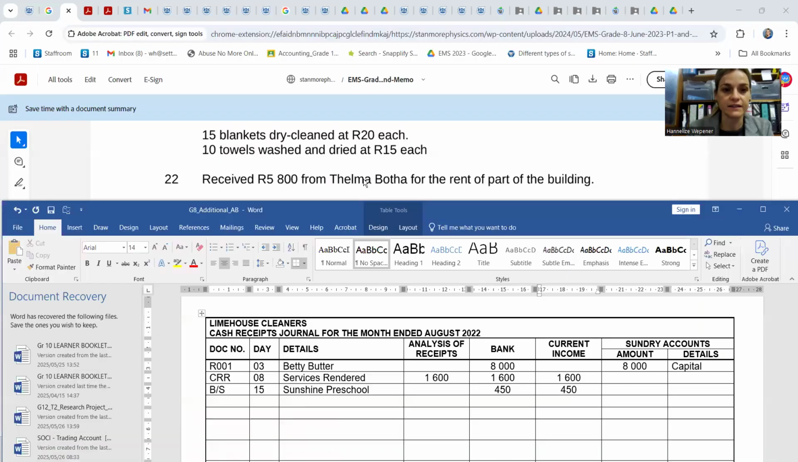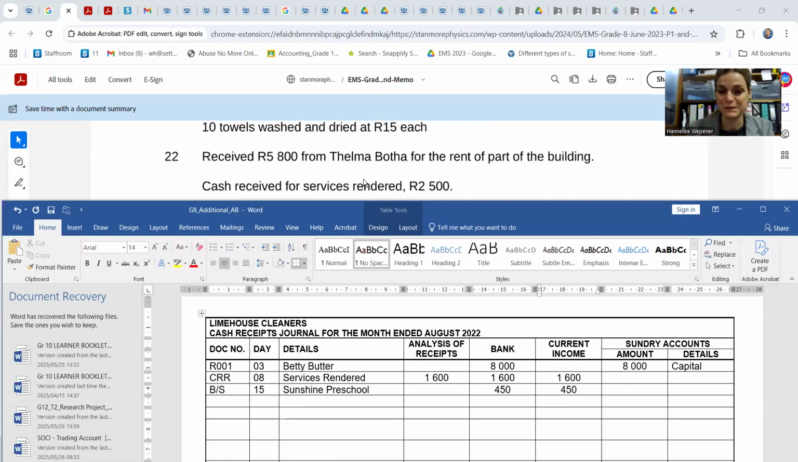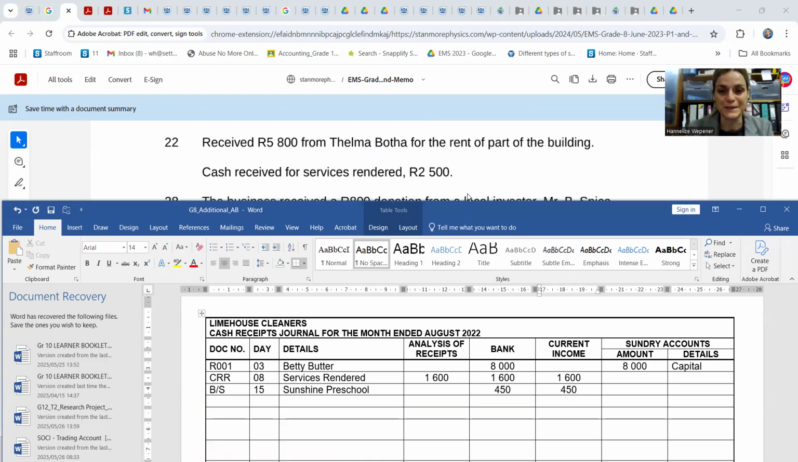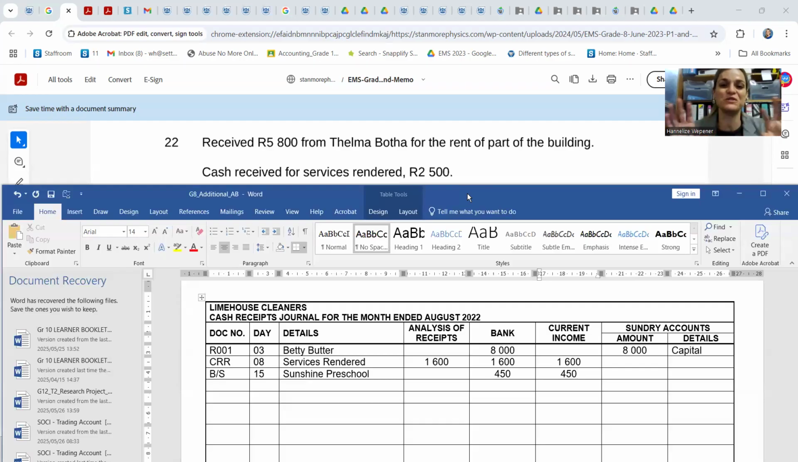So 450 Rand that we received directly into our bank account for services rendered. Then on the 22nd, we had more than one receipt on the same day from 2 different sources. First of all, we received 5,800 Rand for the rent of part of the building. It doesn't say whether this was directly into the bank account, so I'm going to assume that I received the amount at my business premises. That means that I would have issued a receipt.